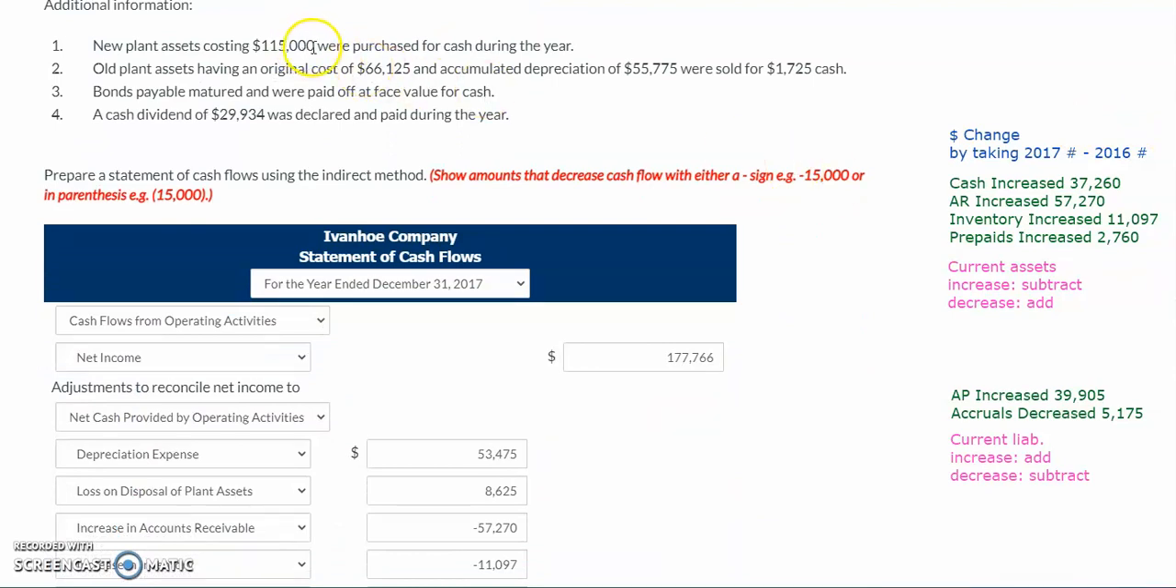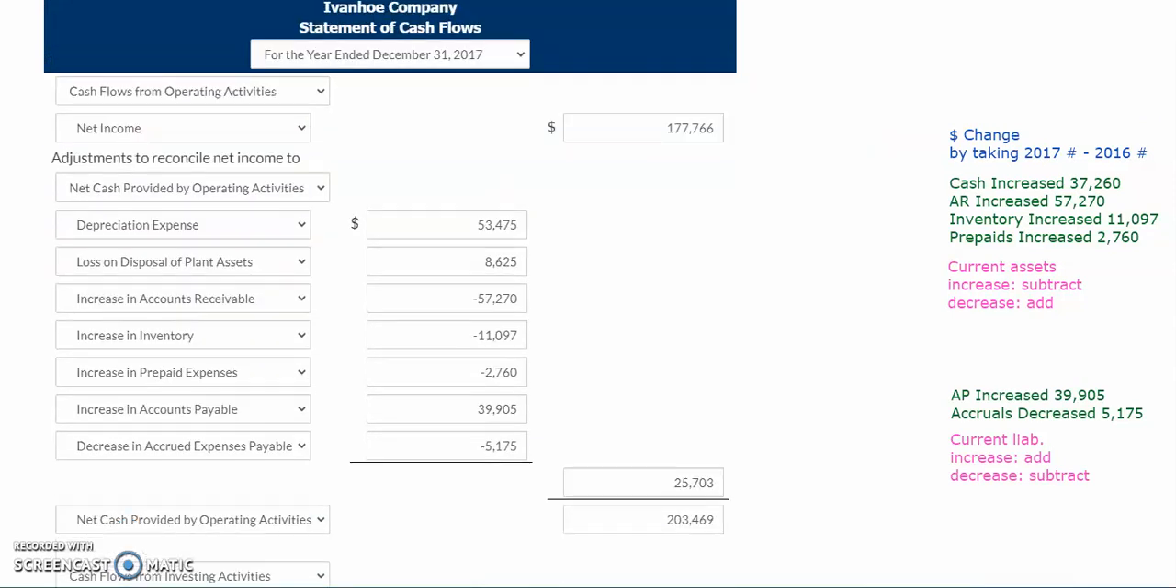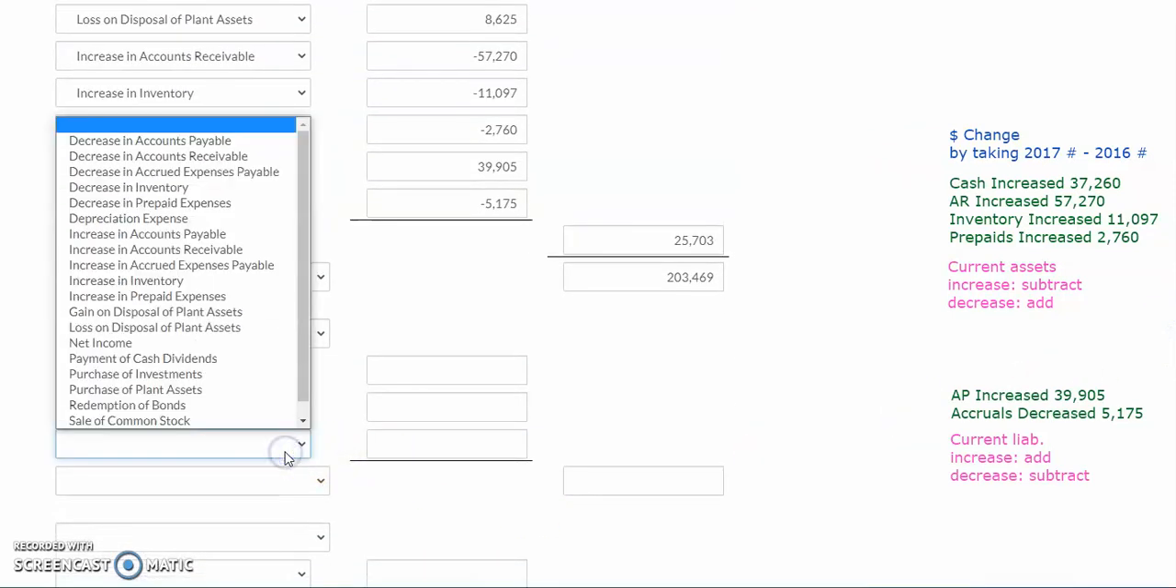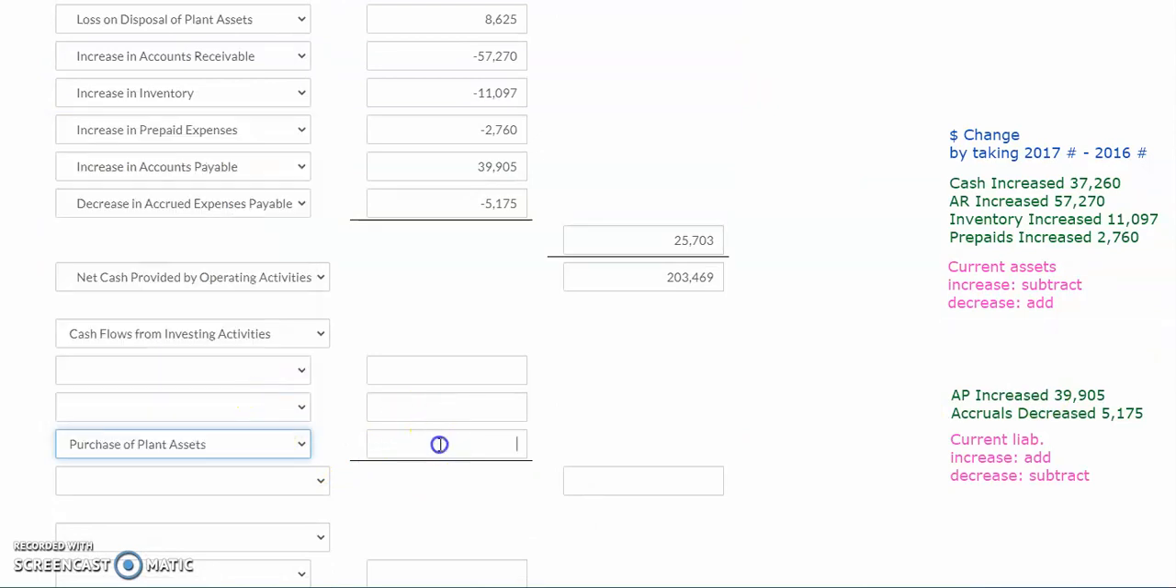So the additional information tells us that new plant assets were purchased during the year. So for the new plant assets that were purchased during the year, this is going to be an outflow of $115,000. So I'm going to include this as an outflow, purchase of plant assets, and this will be a negative sign. So it's going to be minus 115 because that was the purchase.